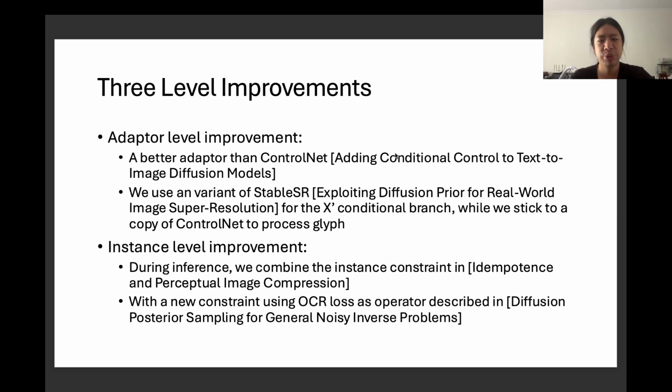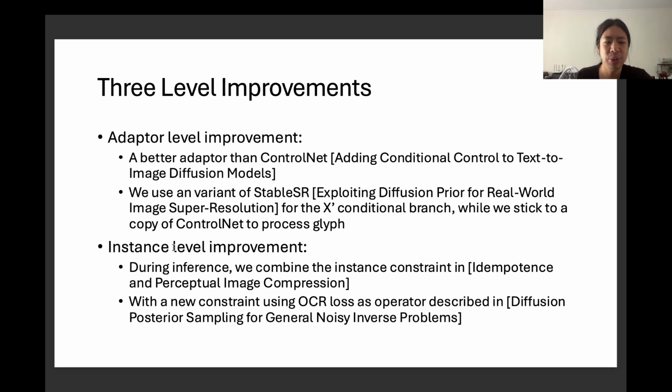So the adapter level improvement is nothing more than combining several existing adapters, and letting them process different kinds of information. For example, ControlNet is not really good at processing low-level information, but it does pretty well in processing high-level information such as graph. And StableSR is designed for processing low-level information such as compressed images, but it's not that good at processing the text information. So we just combine them together and let them process different information sources.